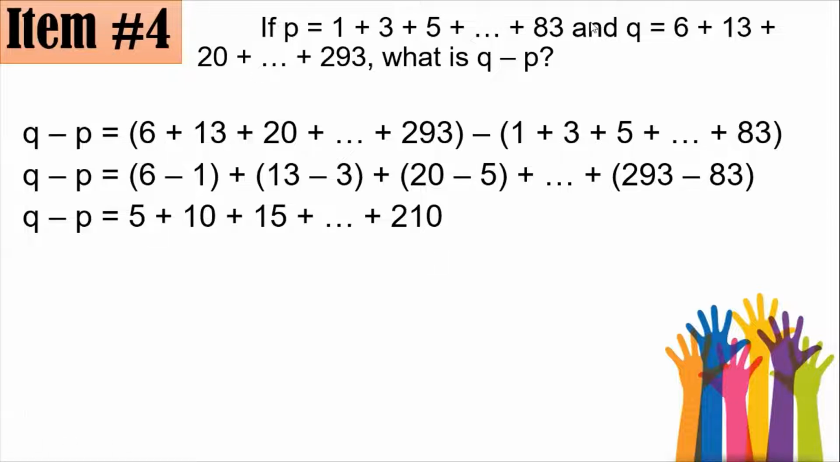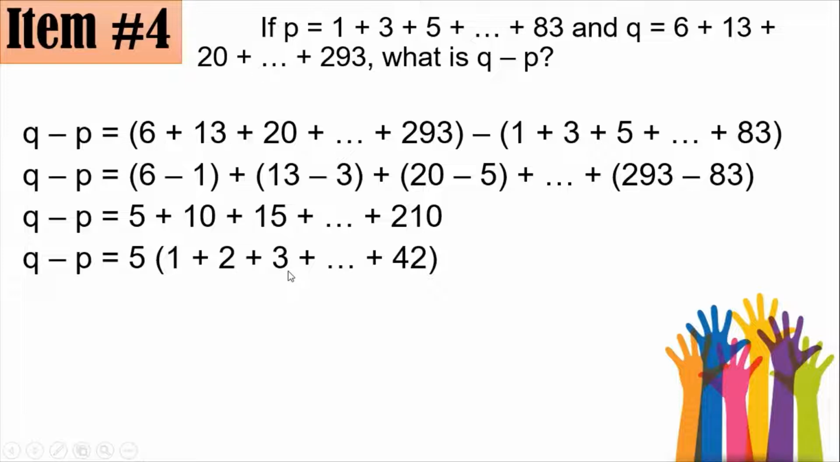And from here, we could see that this becomes the sum of the positive multiples of 5 from 5 until 210. And using the similar technique we employed with item number 3 earlier, we knew that the GCF of each of the terms is 5. So factoring out 5, we have 5 divided by 5, 1, 10 divided by 5, 2, 15 divided by 5, we have 3, until 210 divided by 5, which is 42.